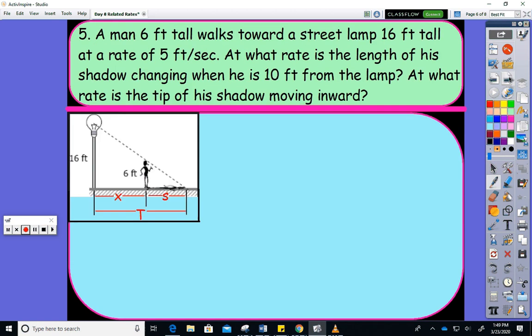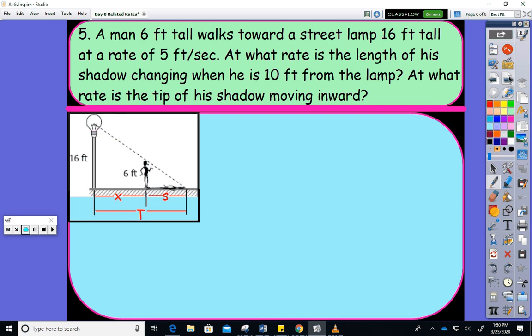Remember, you may want to watch this video or parts of this video multiple times in order for it to sink in. There's no harm in that, especially if you feel like I'm talking quickly and you need to rewind and re-listen. All right, so on number 5, a man that's 6 feet tall walks toward a street lamp which is 16 feet tall. Let me say again, the 6 feet and the 16 feet are permanent measurements. So the man's height and the street lamp's height will not change as time passes, which means those values can go in the original equations.